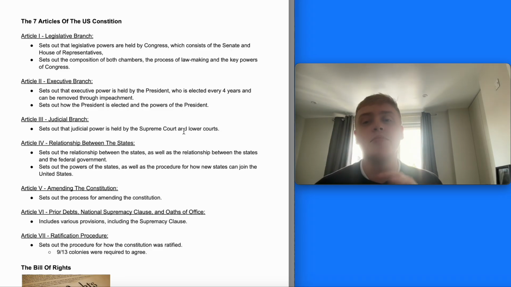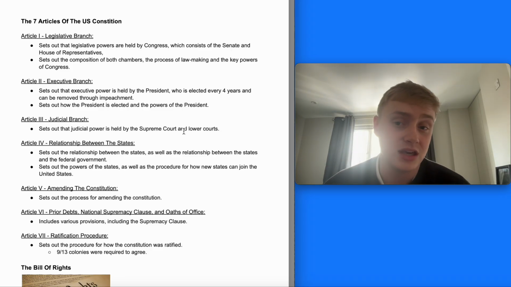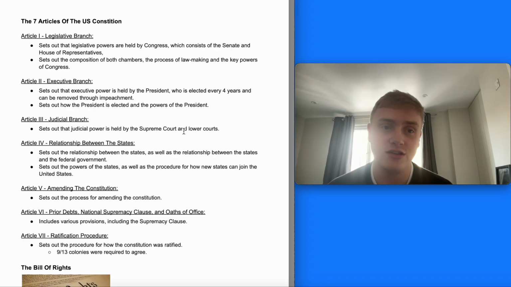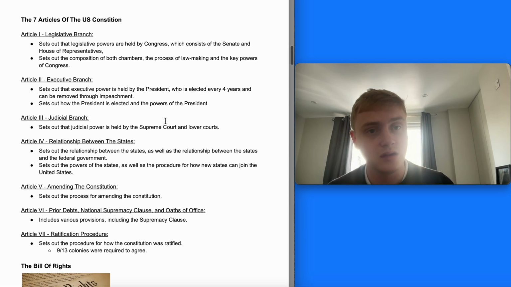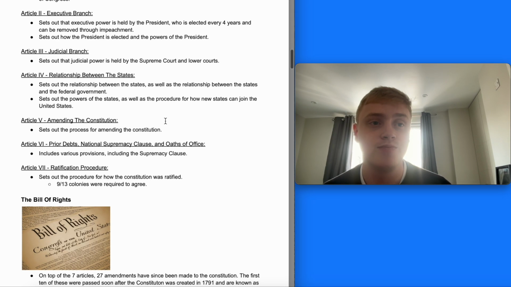relation to a different part of the Constitution. Effectively it sets out the key rules, how it should govern, etc. So the first one's on the legislative branch. It sets out that legislative powers are held by Congress, consisting of the Senate and the House of Representatives, and it also sets out how those are elected, as well as the composition of both chambers, how lawmaking works, and the key powers of Congress.